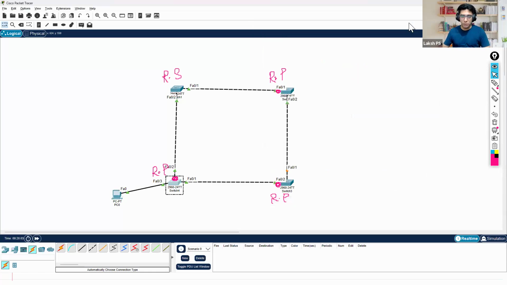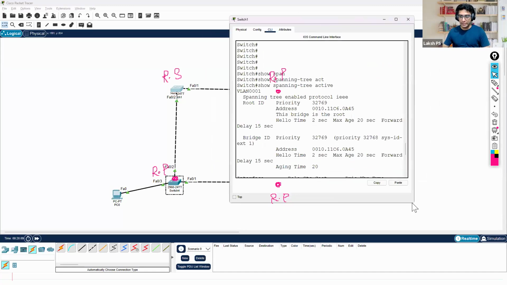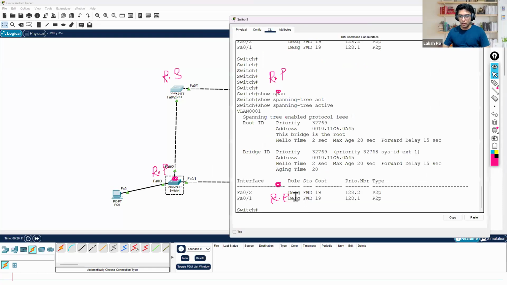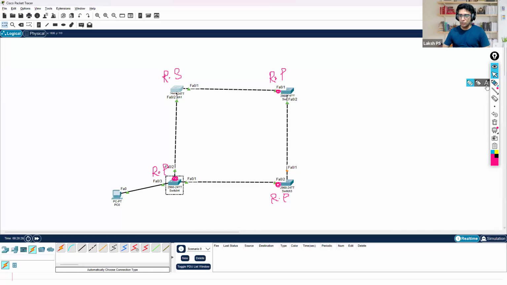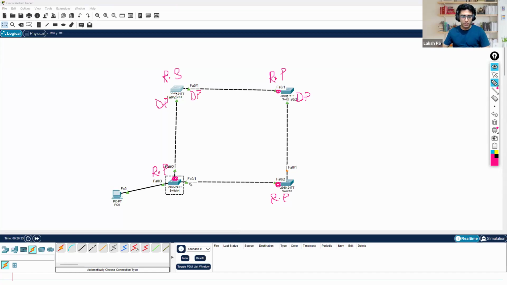But on a root switch, as we discussed yesterday, all the interfaces are designated ports, and you can clearly see it says this bridge is the root. Switch 1 is the root bridge, and all its interfaces are designated ports. Clear? So this is a designated port, designated port, designated port. And this also becomes a designated port.